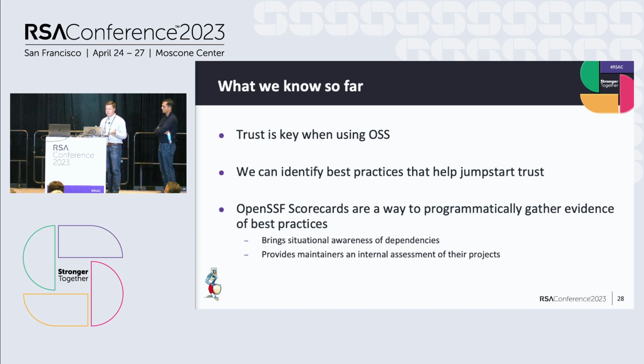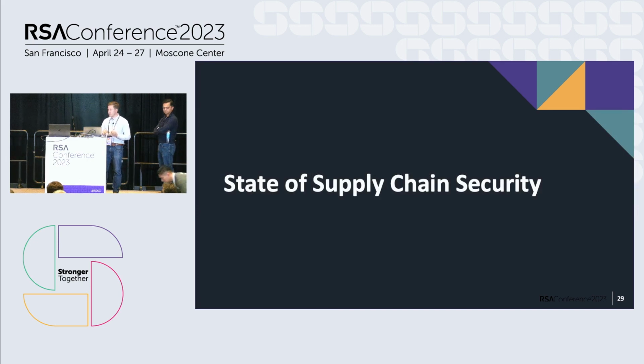So to reiterate, trust is key for us in open source software. We want to identify best practices that are jump-starting our ability to trust something. And we're looking at ways to programmatically gather that evidence. And so we're looking at OpenSSF Scorecards as one of those ways to bring in that evidence. Because ultimately, we just want to make sure that when we're looking at any dependencies that we've brought in, we've got situational awareness. And we've been talking a lot about the consumers, but on the maintainer side, we also want to give you a sense of how your project itself is doing, so being able to give more of an internal assessment on a project. So those are the basic mechanics of collecting evidence through OpenSSF Scorecard.